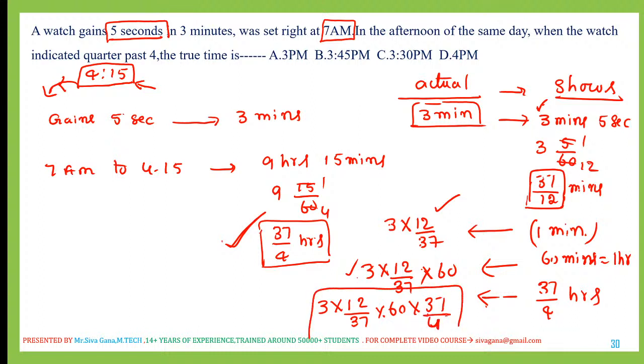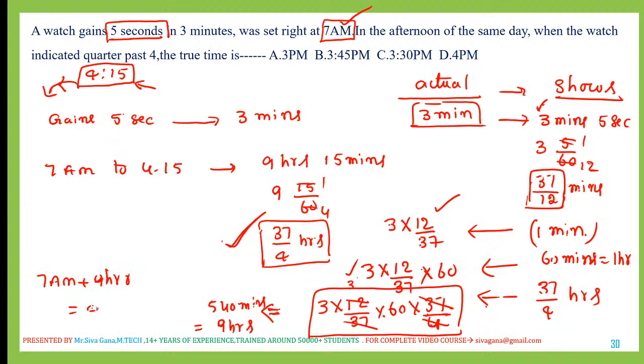It is the actual. 37 gets cancelled. 4 threes. I'm using the on-screen calculator, my dear students. It comes 540 minutes. 540 minutes is nothing but exactly 9 hours. 9 hours from 7 a.m. So 7 a.m. plus 9 hours is nothing but how much? 4 p.m.